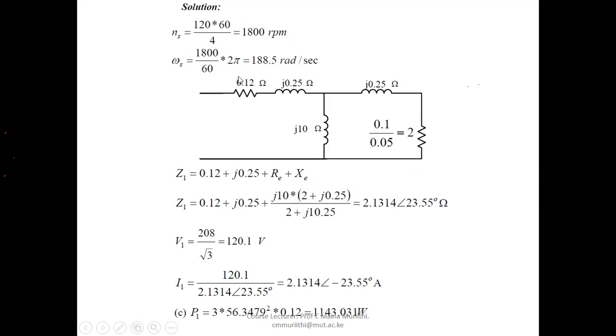So we have our R1 and X1, we have our X2, we have our R2 as R2 divided by the slip, so we get 2 ohms, and we have our XM.